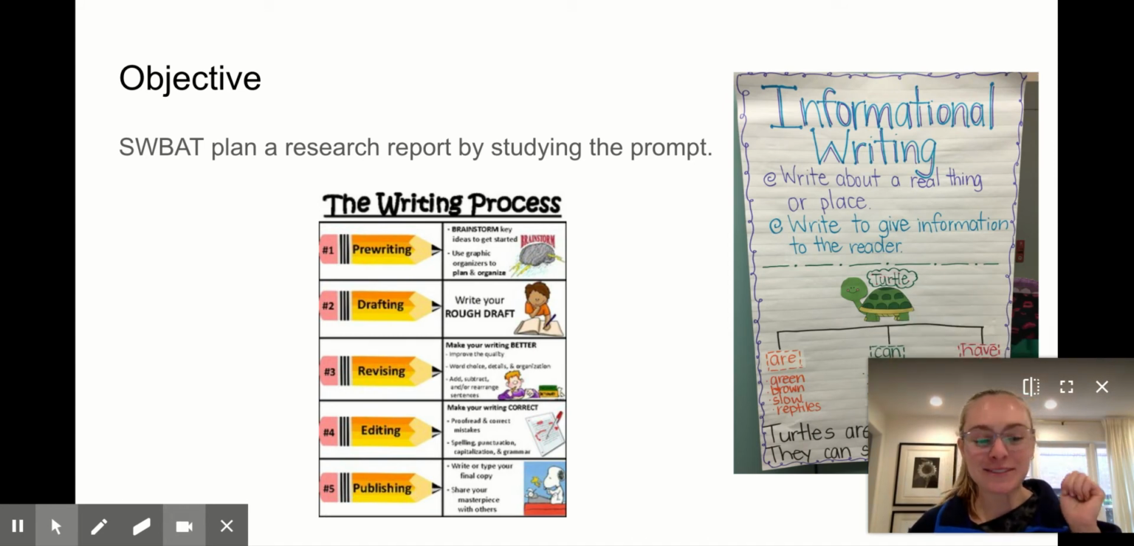So today, I cannot tell you enough how excited I am to see what you think about this new writing project. So before we go ahead and get started on the 5 steps of the writing process, we need to understand what we're going to be writing about, what this research report is all about.